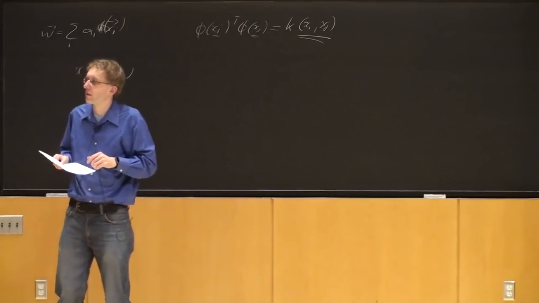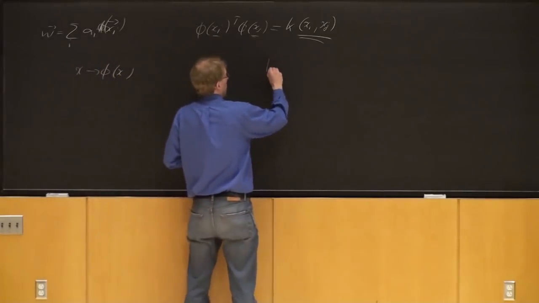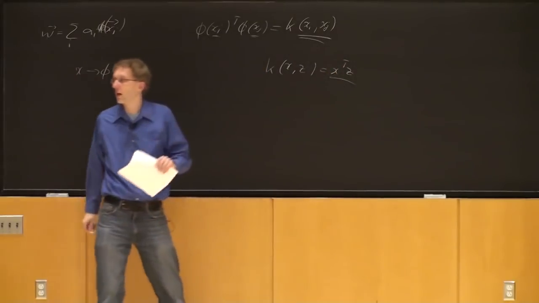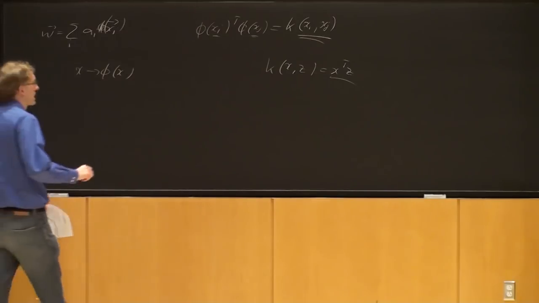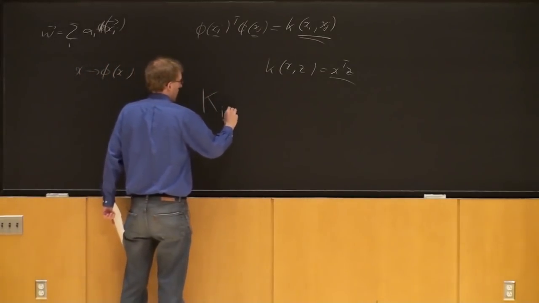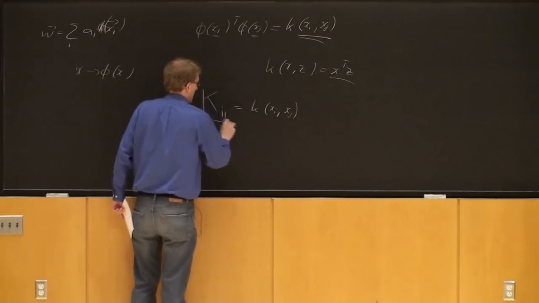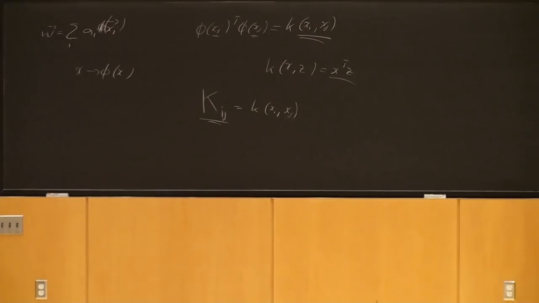Yeah? Kernel functions have to be non-negative everywhere, correct? No. The simplest counterexample is the linear kernel, k of x and z, which is just x transpose z. This can clearly be negative. So what limitation do you have? It has to be positive semi-definite. If you take n data points and compute a matrix K such that K_ij equals k of x_i, x_j, this matrix has to be positive semi-definite. That's the constraint. So you can have negative inner products.